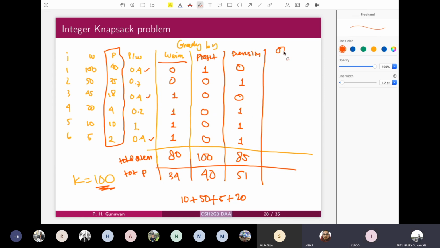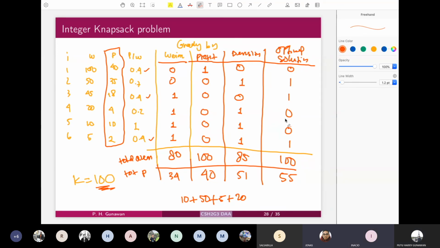And how about the optimal solution? The optimal solution should be 0, 1, 1, 1, 0, 0. The weight should be 100 and the profit should be 55. So this is the optimal solution.